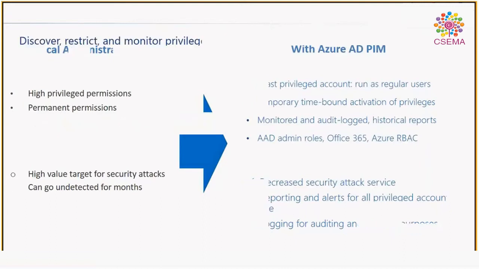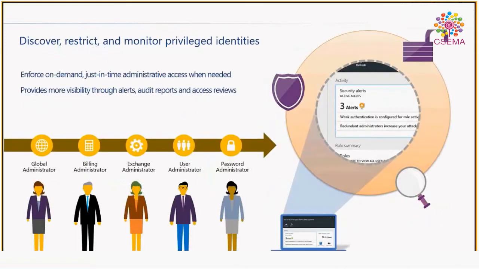Another way to explain it in a graphical manner: you have a set of teams having different sets of access, global admin, billing admin, exchange admin, user admin, and password admin. But all these accesses are fully controlled under PIM. So it is based on request, enforced on demand, just-in-time administration access when needed. It provides more visibility and alerts, audit reports, and access reviews.